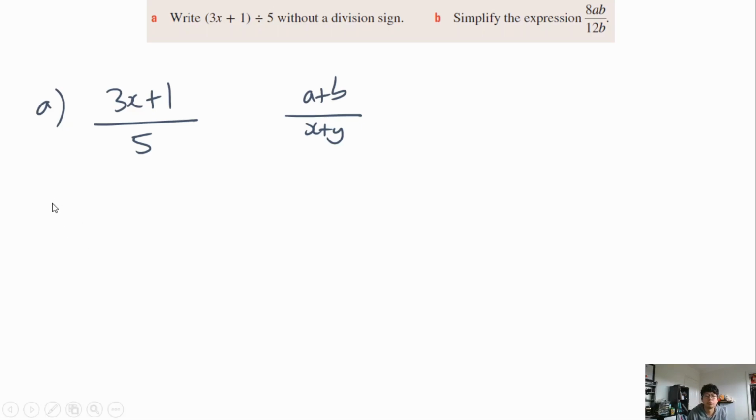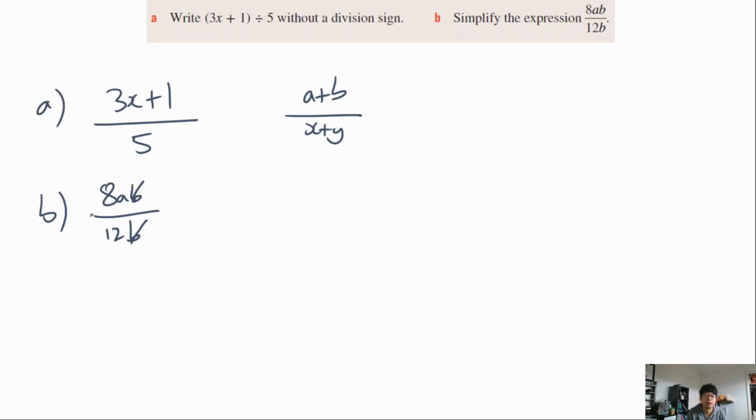Alright, moving on to question B. Simplify the expression 8ab over 12b. I'll just write that again over here. So remember, we can cancel if the letter or the pronumeral is on the top and the bottom. So we have b on the top and the bottom, so we can cancel that out.